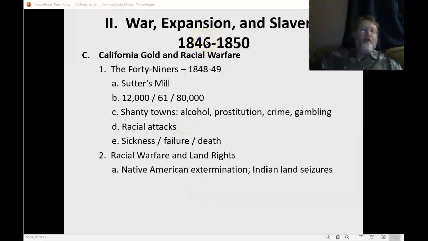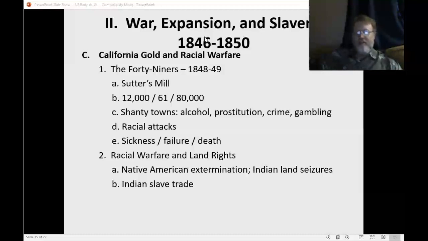Bottom line is most of California was Indian territory, and we took all of it from them. So it's just something we need to be aware of. Not that we're going to give the land back, but people need to understand where the prosperity of California came from. It was built on the backs of Native Americans or taken from Native Americans.